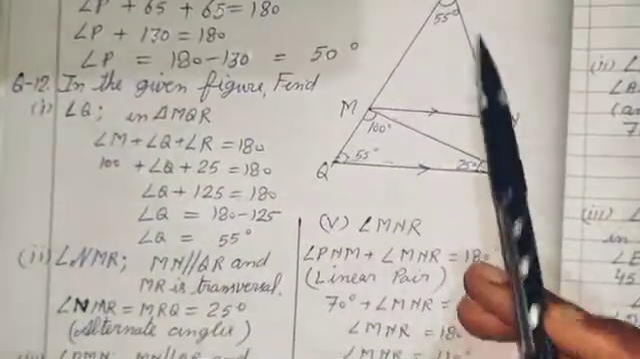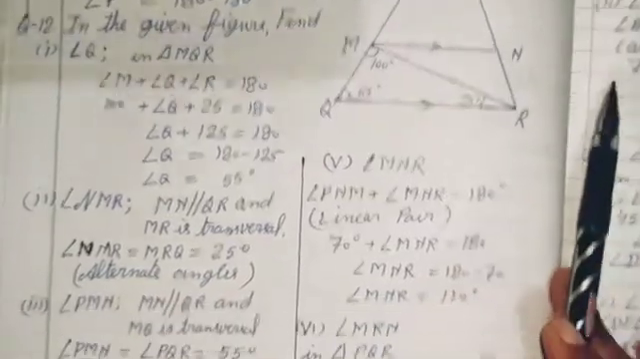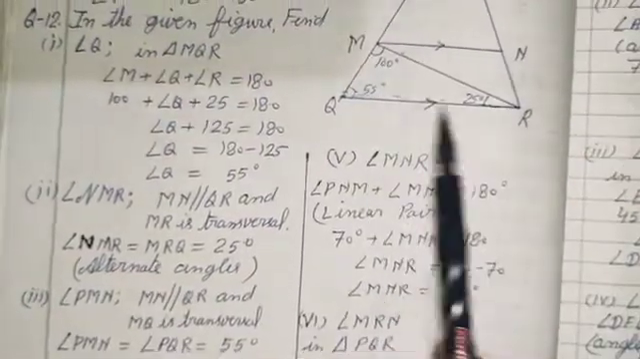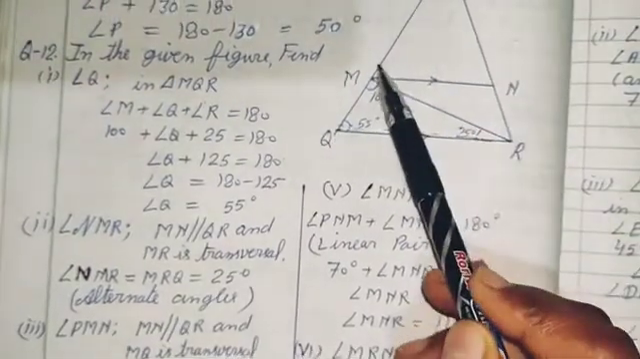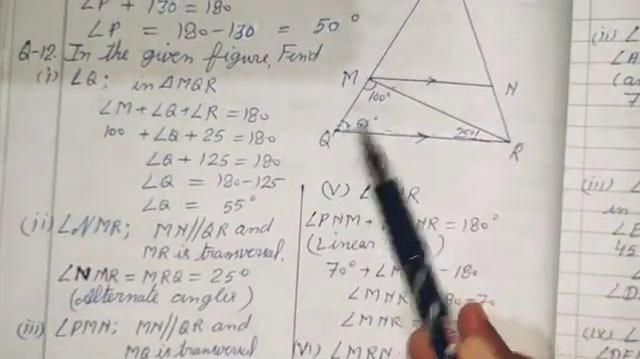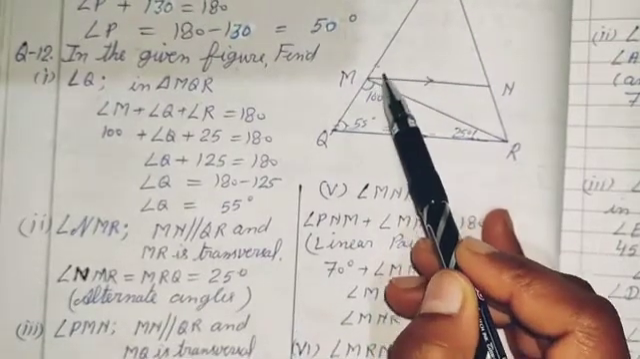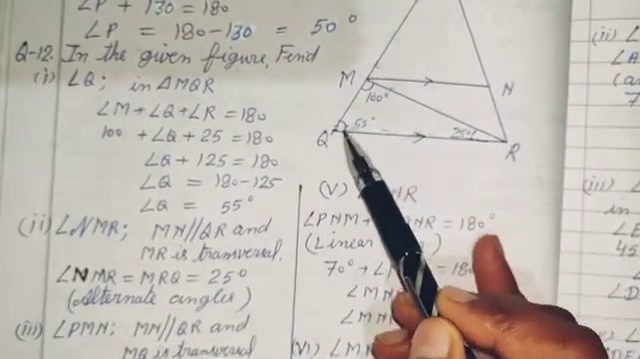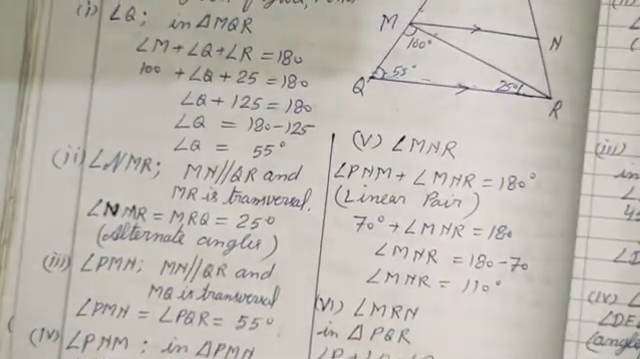Third part is angle PMN. For this angle PMN, we know that MN is parallel to QR. And here now PQ is the transversal. So this angle is equal to this angle. The angle PMN, this angle, is equal to this angle. So angle PMN equals angle PQR equals 55 degrees.